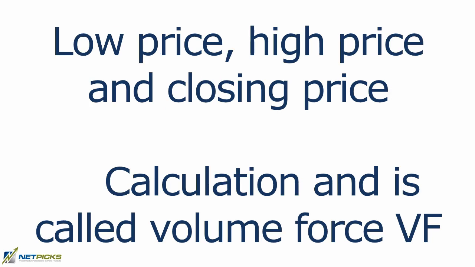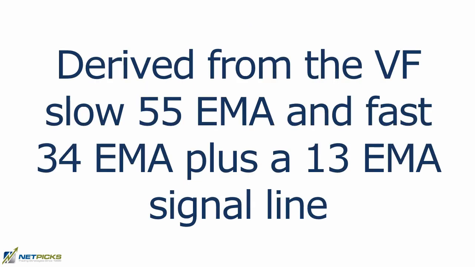As for price, the oscillator is going to use the low price, the high price, and the closing price. A calculation is made in the background, and the result is called volume force, a VF. So to get the oscillator, we get the VF, the slow 55 EMA, a fast 34 EMA, plus a 13 EMA signal line. And no, you don't need to calculate it yourself. Your package should do that for you.